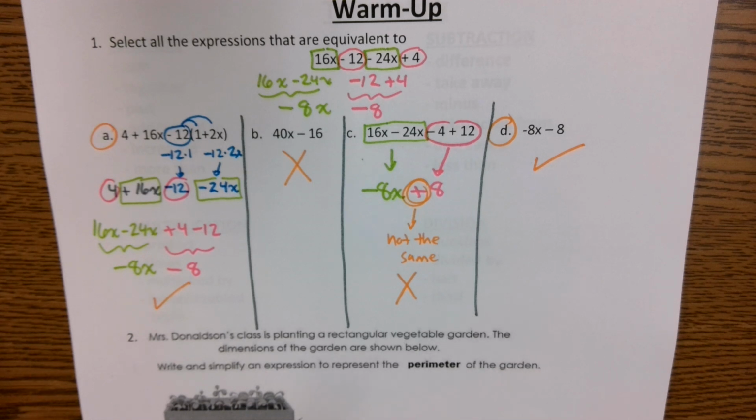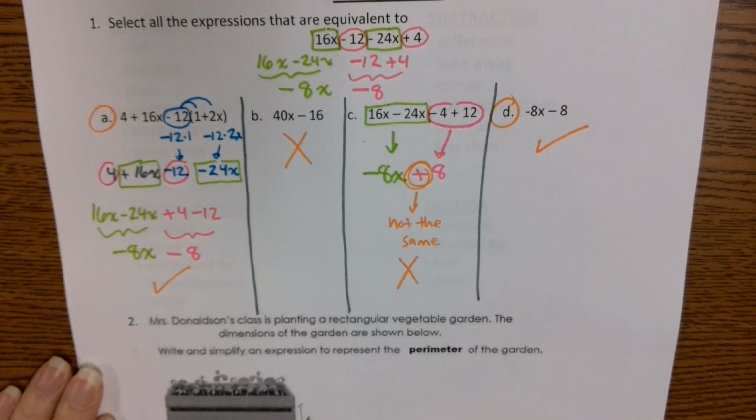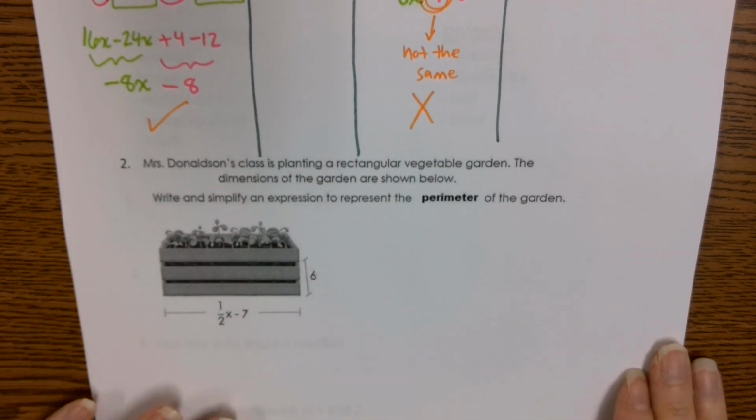In situations like this on tests and interims, you have to work out every single answer choice to see which ones will work. It's not going to be a simple, let me work out just the problem part. You actually have to work out each of the answer choices to see which ones are working and which ones don't work. Okay, let's take a look at problem number 2.